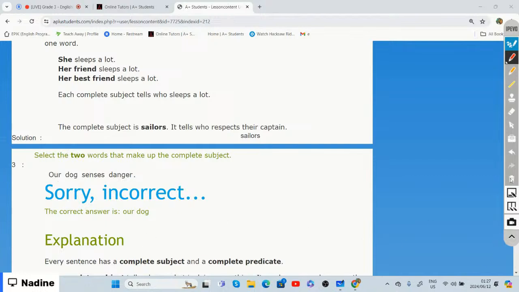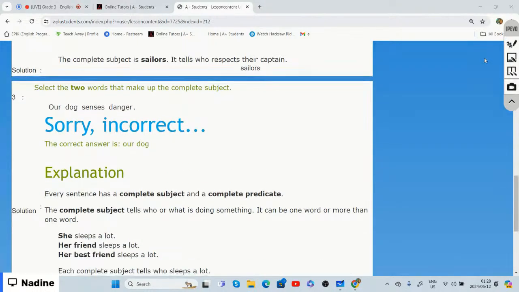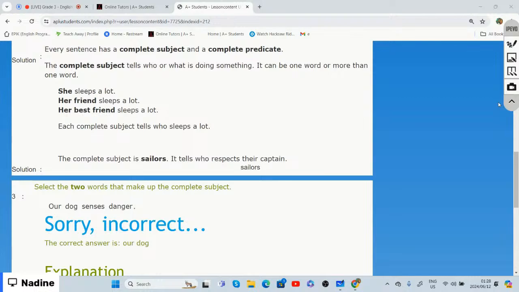And once again, we said every sentence has a complete subject and every sentence has a complete predicate. And our complete subject either tells us who is doing something or tells us what is doing something. And it can be only one word or it can be more than one word. So now let's go to our test.